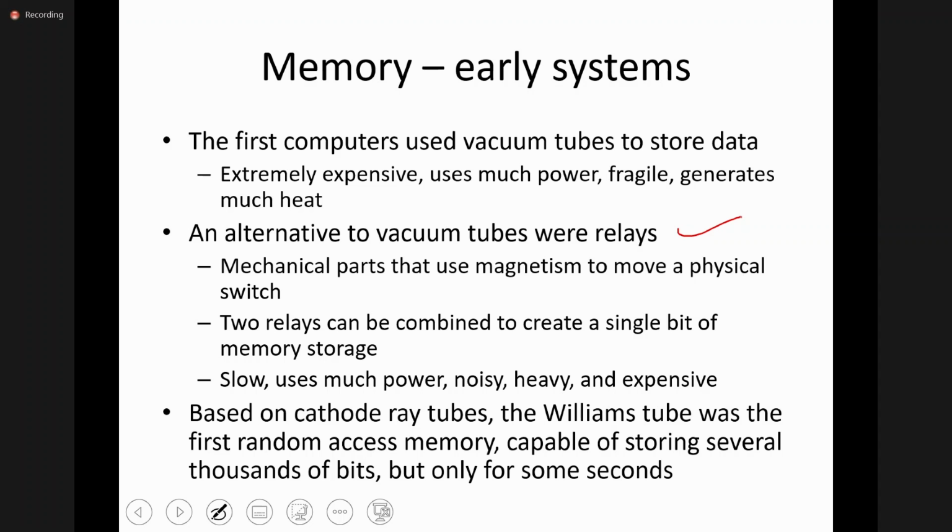The main disadvantage of the vacuum tube is that it is easy to be broken and quickly damaged.